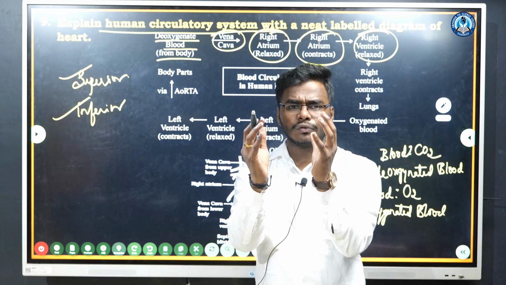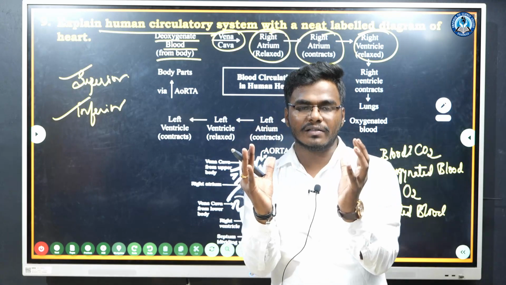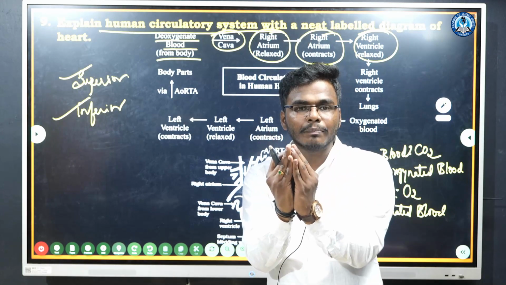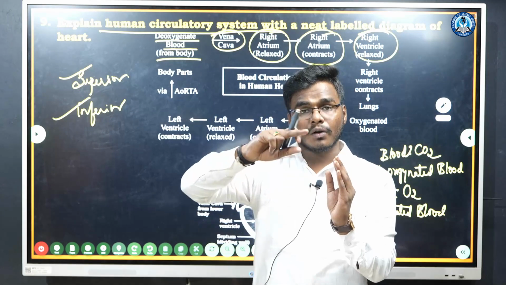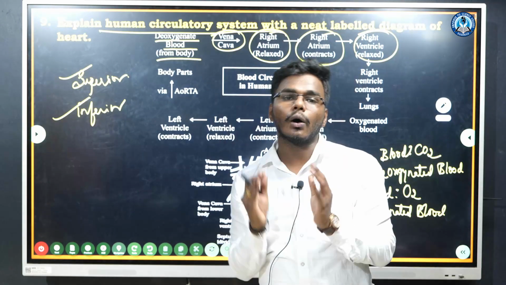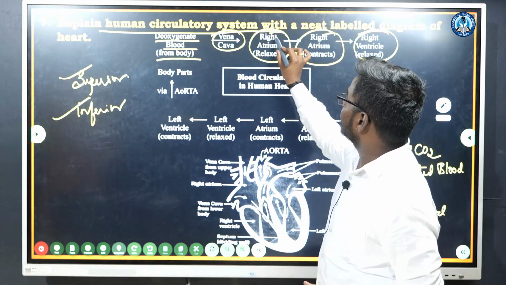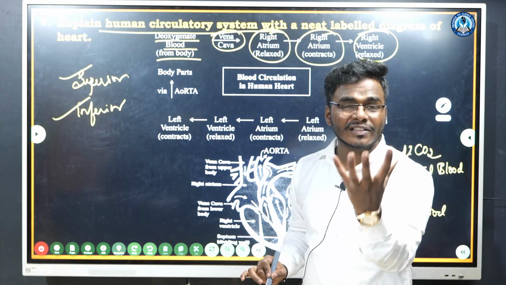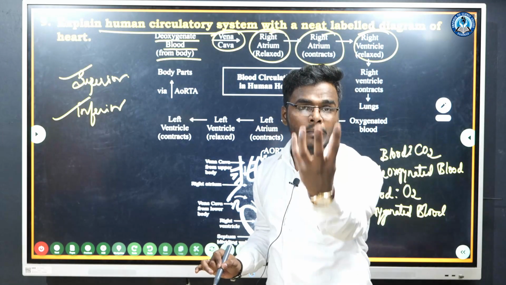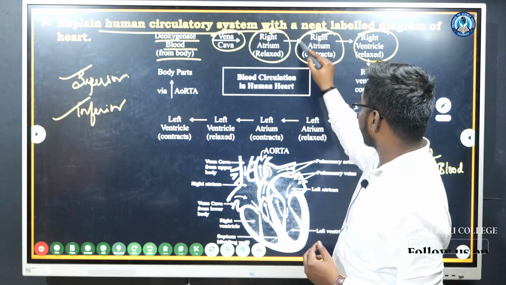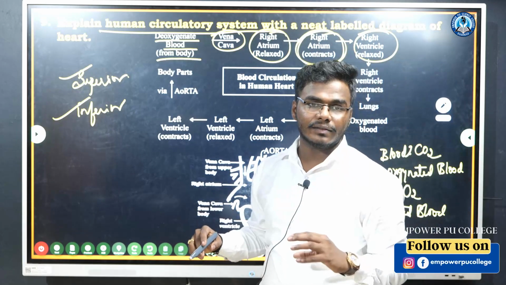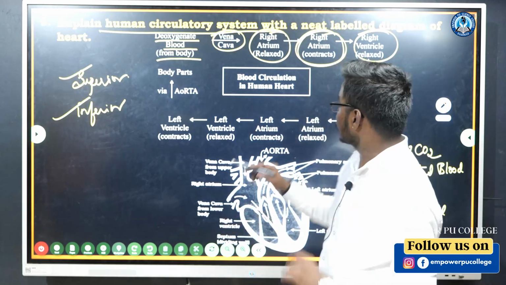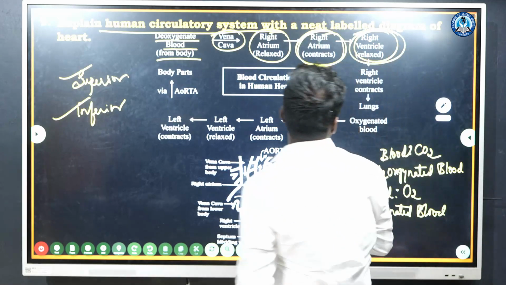Whenever you fill water in a balloon, it expands. Whenever you press that balloon, it contracts and the water from that balloon goes out. In the same way, the right auricle first relaxes and receives the blood. Later the right auricle contracts. The blood from the auricles now moves to the ventricles.